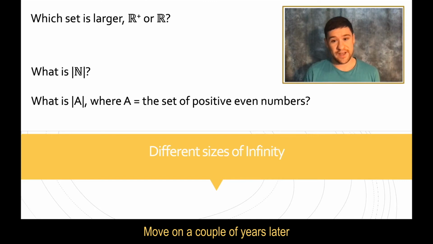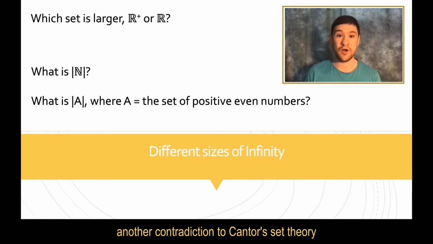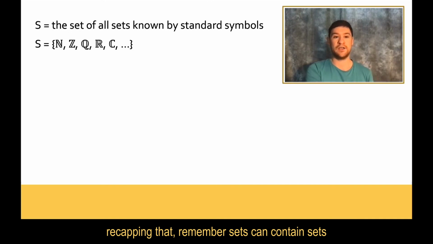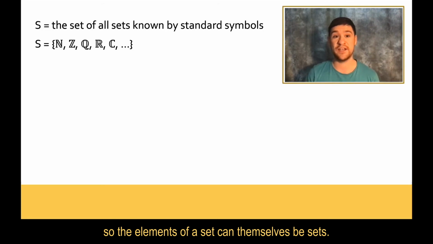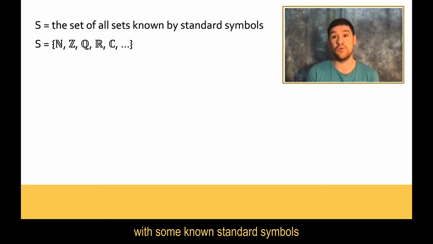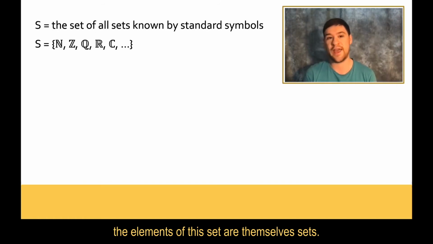Move on a couple of years later, and we discover another paradox, another contradiction to Cantor's set theory. In order to understand this, we need to recap that, remember, sets can contain sets. So the elements of a set can themselves be sets. So we've introduced some sets with some known standard symbols. What is the set of all sets known by standard symbols? The elements of this set are themselves sets.